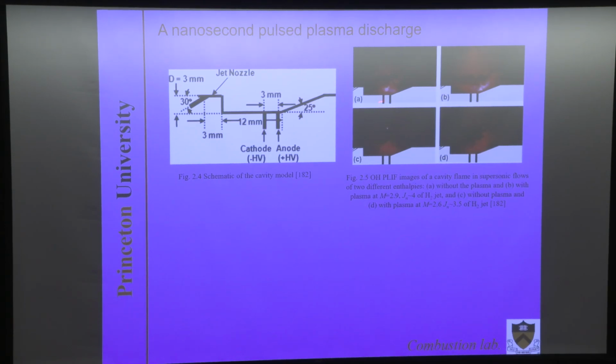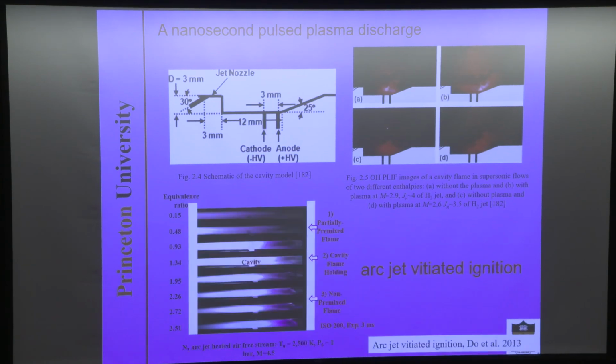What they show is that with the nanosecond discharge, they can strongly enhance the combustion process and produce more OH radicals in a hydrogen scramjet. And this is another example of scramjet combustion, done by Dr. Doe, using an arcjet. Using an arc, which is an equilibrium plasma, they can heat the reactant, and then here is the cavity.